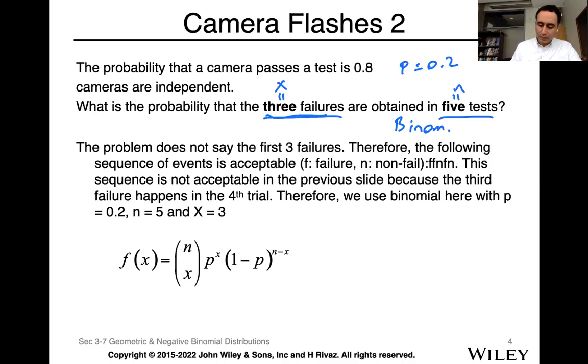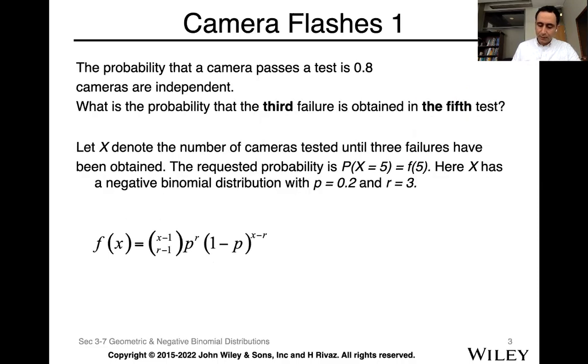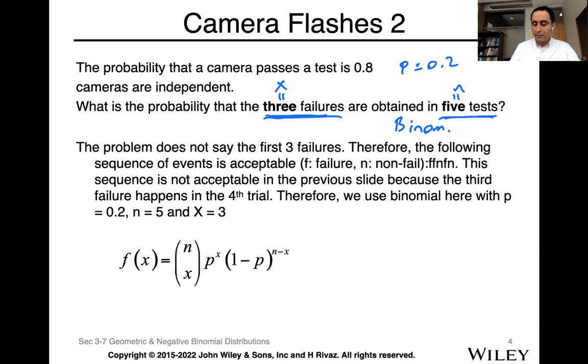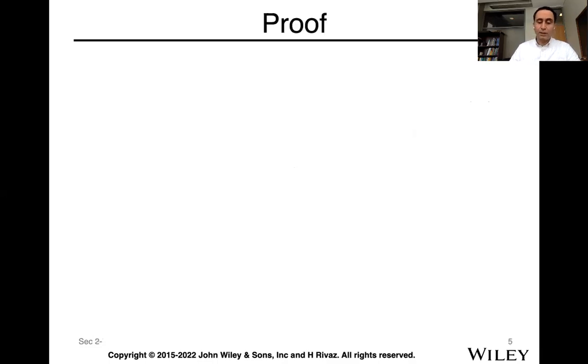So let me go back to the previous slide just to contrast it with the previous case. Here I want 3 failures to happen in 5 tests. Here I want the third failure to happen in the 5th test. So that means that the 5th test for sure is a failure in this case. But in this case, the 5th test can be a success, right? So I already did the proof. I'm not going to write it down again.